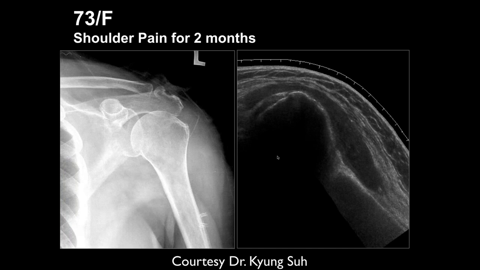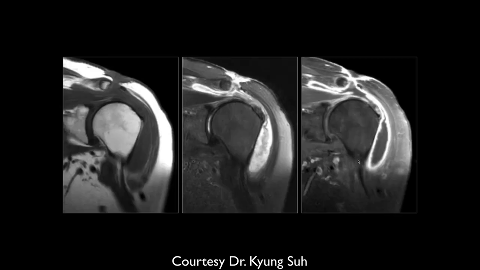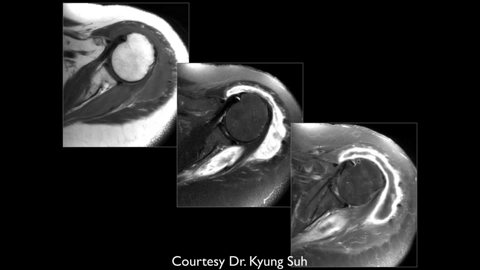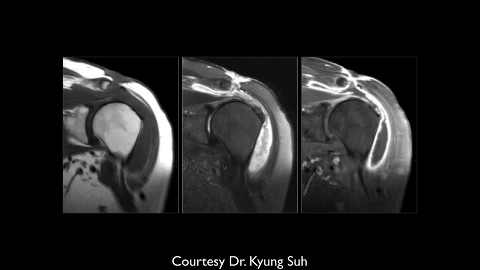Seventy-three-year-old woman, shoulder pain for 2 months. So it looks like there's a large fluid collection in the subacromial slash subdeltoid bursa. Looks like there's enhancement of the bursa, some synovial thickening. This looks like an infection to me. Infection of the... what kind of infection do you think? Any suggestion, thoughts? Do you think it's a regular bacteria?